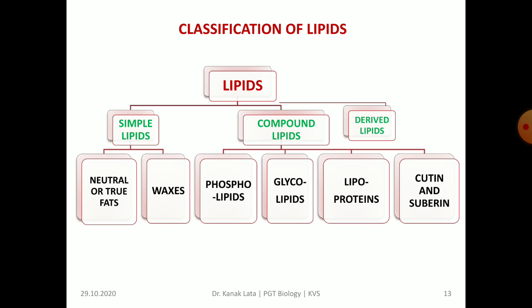Now let us discuss the classification of lipids. Lipids are broadly classified into three major groups: simple lipids, compound lipids and derived lipids. Simple lipids are further classified into neutral or true fats and waxes, whereas compound lipids are classified into phospholipids, glycolipids, lipoproteins, and cutin and suberin. So we will discuss here one by one.